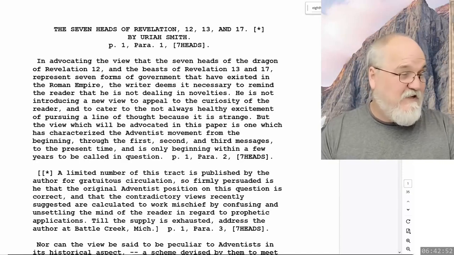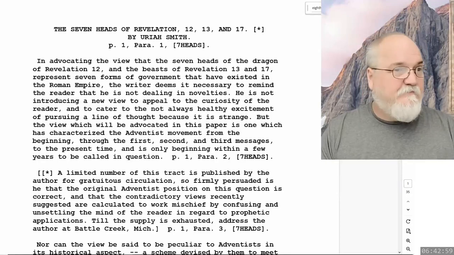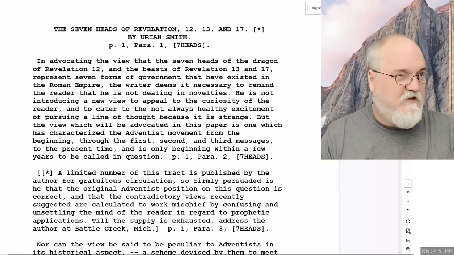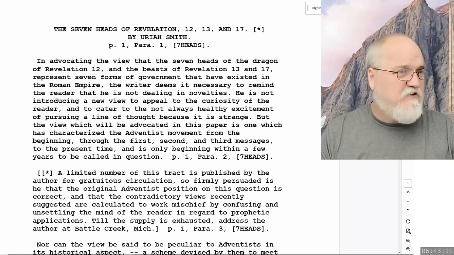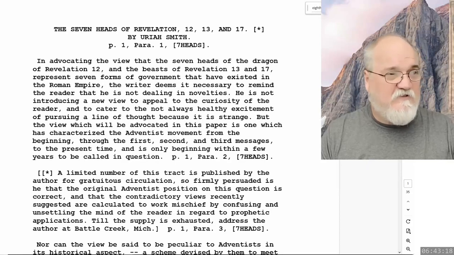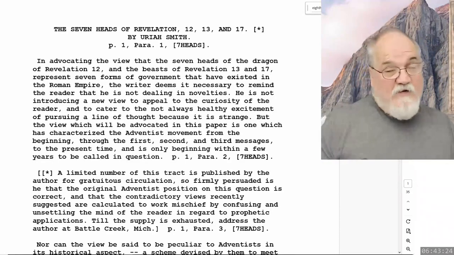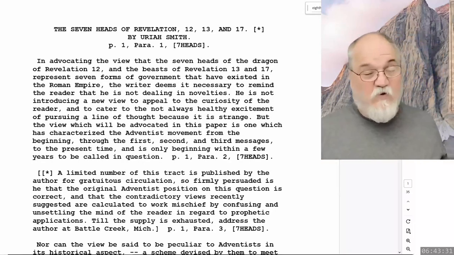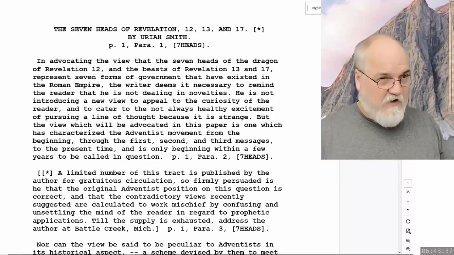Now, of course, it was pretty common in the day. It's still probably common today as well. But we're going to read some of this here. So he says, in advocating the view that the seven heads of the dragon of Revelation 12 and the beasts of Revelation 13 and 17 represent seven forms of government that have existed in the Roman Empire, the writer deems it necessary to remind the reader that he is not dealing in novelties. He's not introducing a new view to appeal to the curiosity of the reader. So Uriah Smith is going to present not just the pioneer view, but the view that has long been held by Christians regarding Revelation chapter 12, that it would be Protestants, that they would understand Revelation 12 in this way.